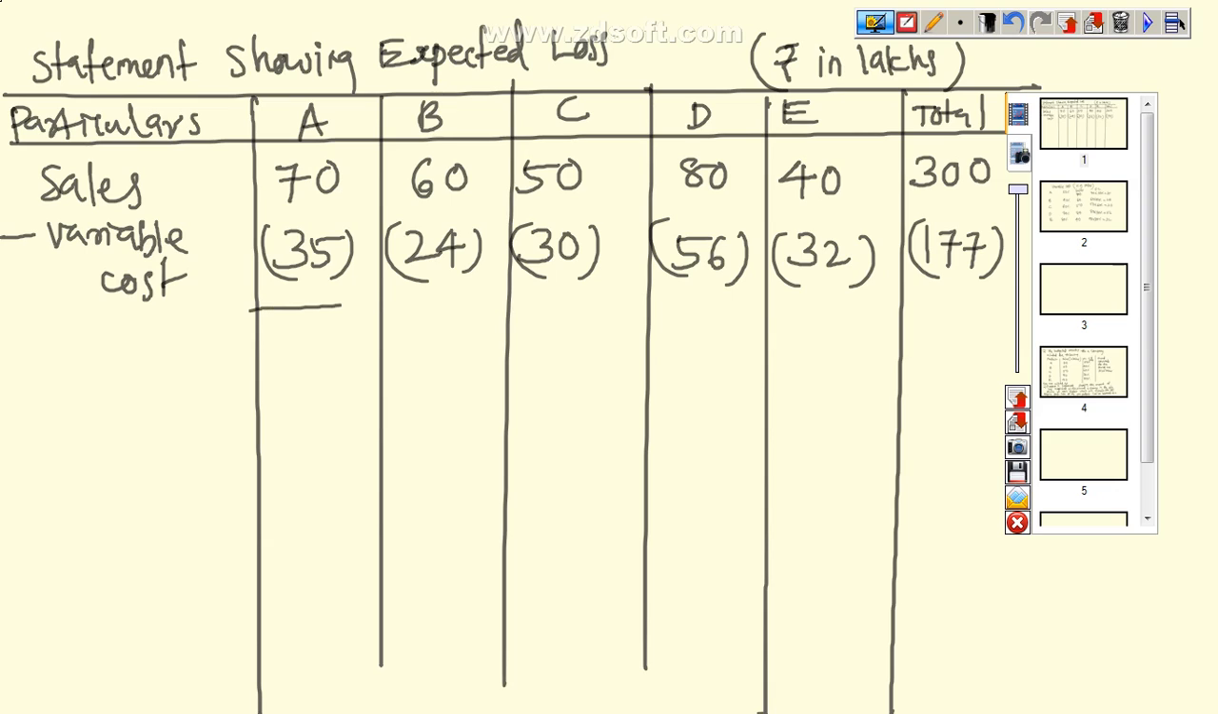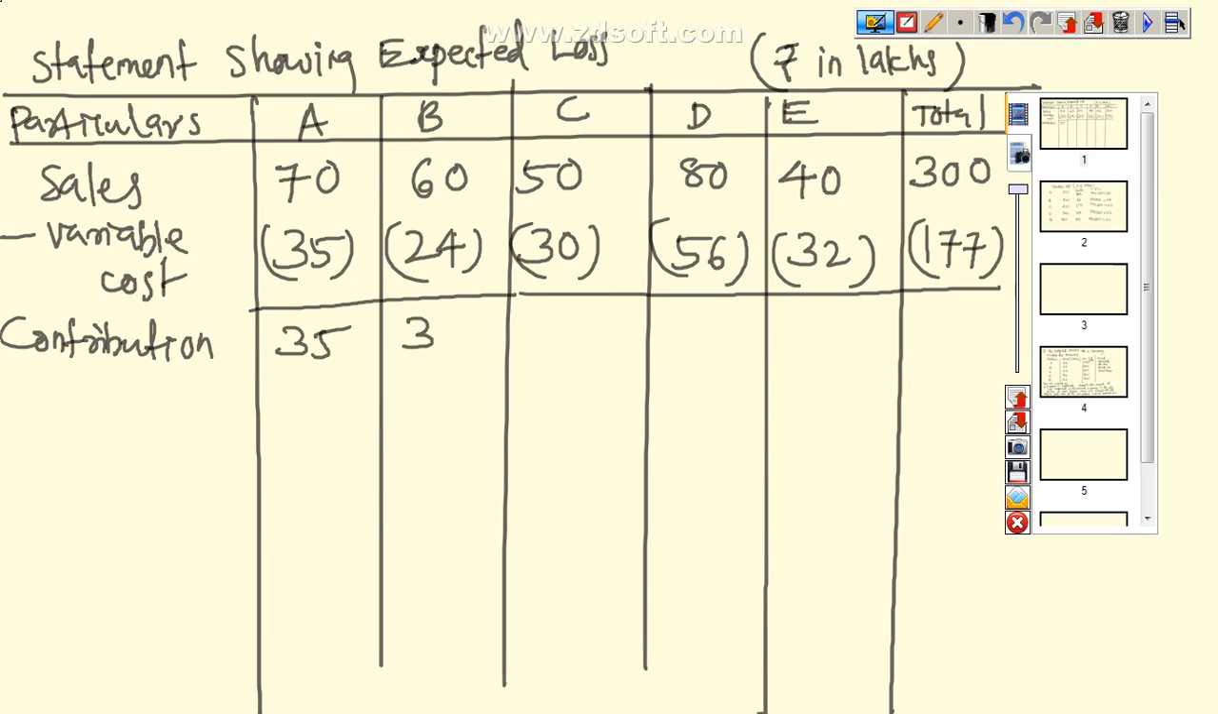Now sales minus variable cost, we know the answer, that is equal to contribution. Contribution: 70 minus 35 is equal to 35. 60 minus 24 is equal to 36. 50 minus 30 is equal to 20. 80 minus 56 is equal to 24. 40 minus 32 is equal to 8. Now total is equal to 123.